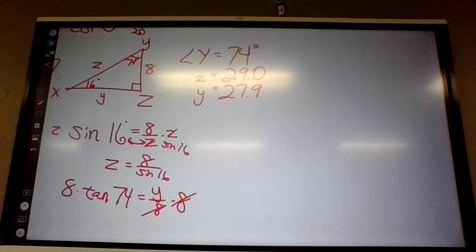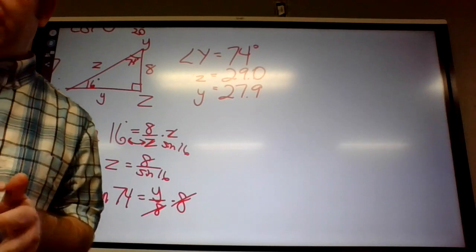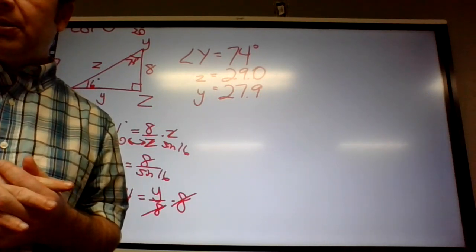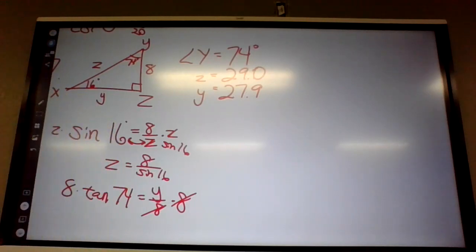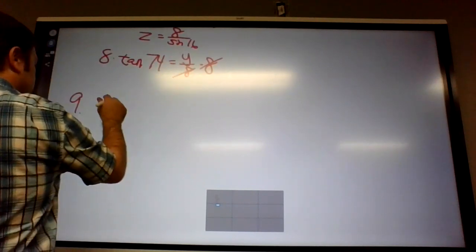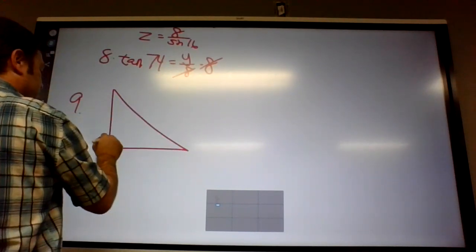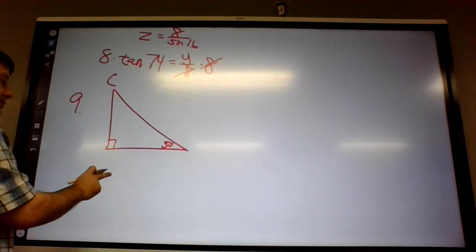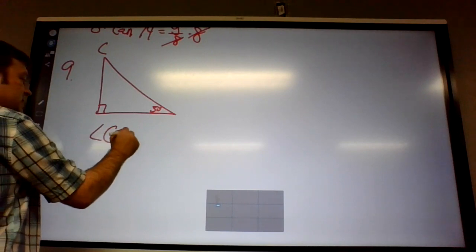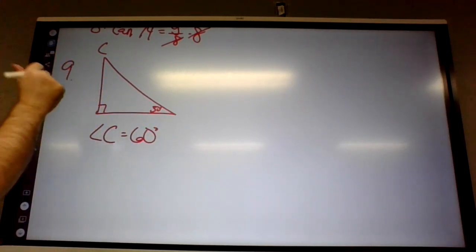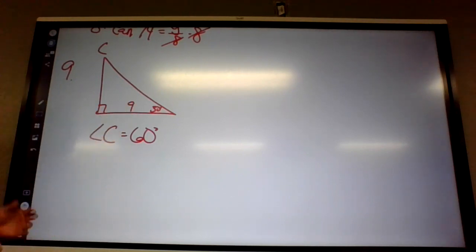So the triangle would be a 30, 60, 90, right? They meant to put 30 on the angle A. So if angle A is 30, then what's angle C up here? 60 degrees. All right.